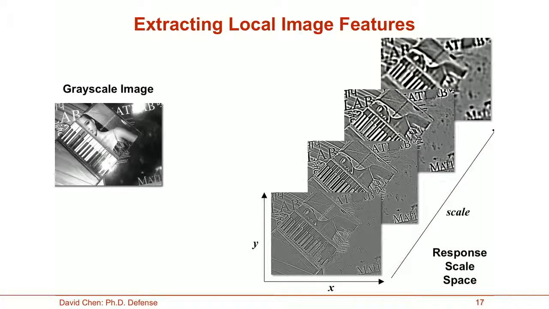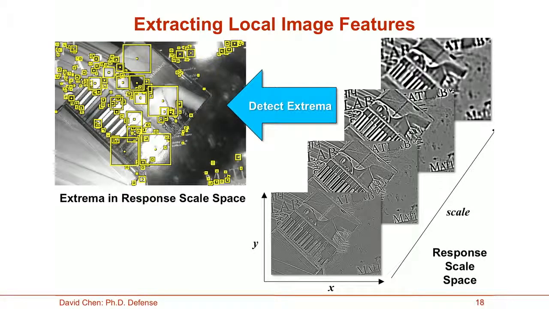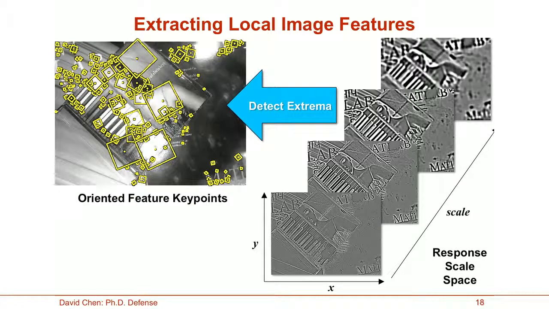What we end up with is a response scale space, which is a 3D representation of the image in X, Y, and scale. In this scale space, we will detect extrema, which are shown as these yellow boxes of different sizes overlaid on top of the image. Because we detect extrema at different scales, we gain scale invariance. To gain rotation invariance, we orient each of these boxes along the direction of the local dominant gradient.